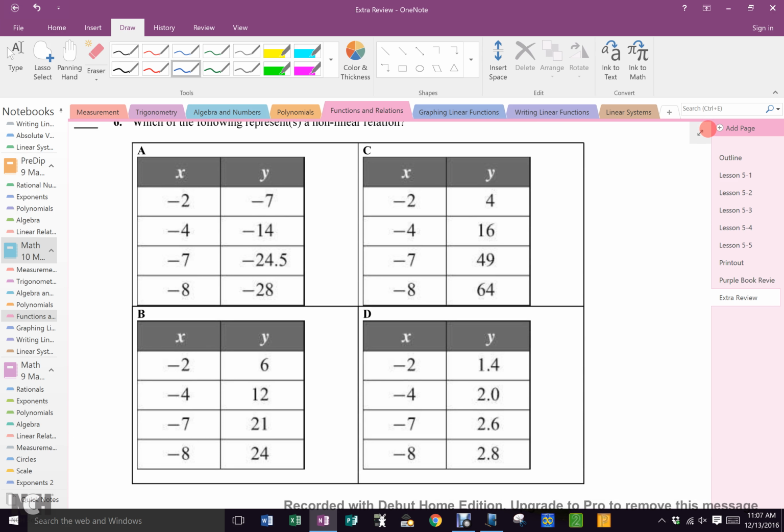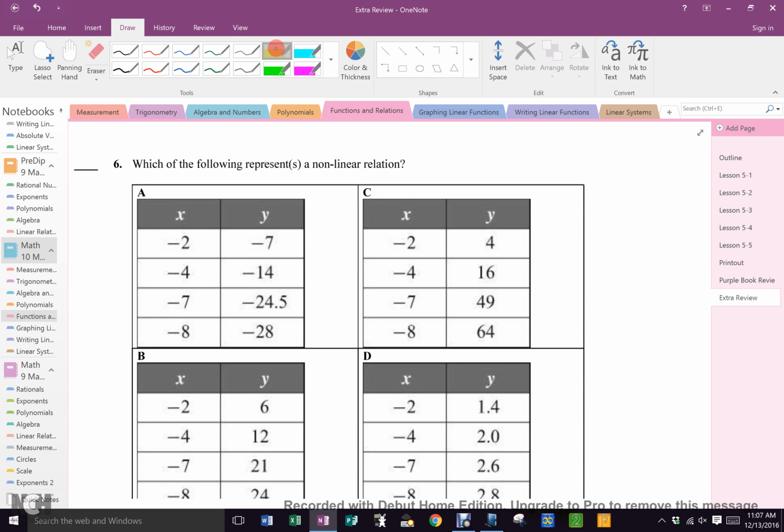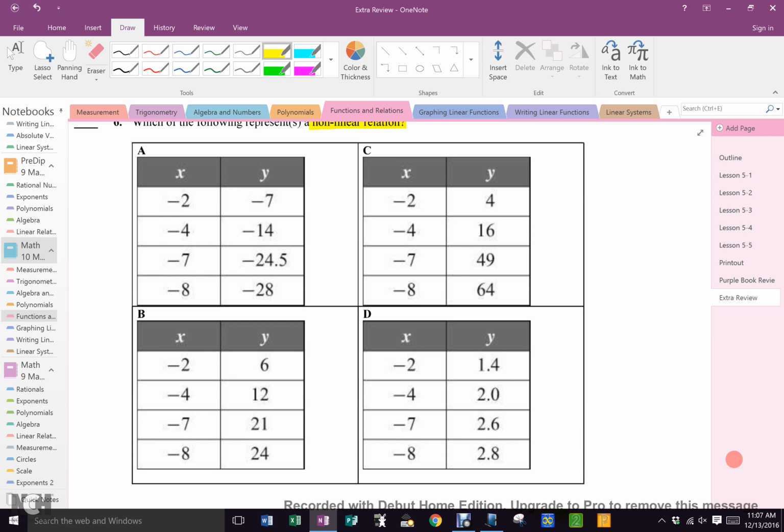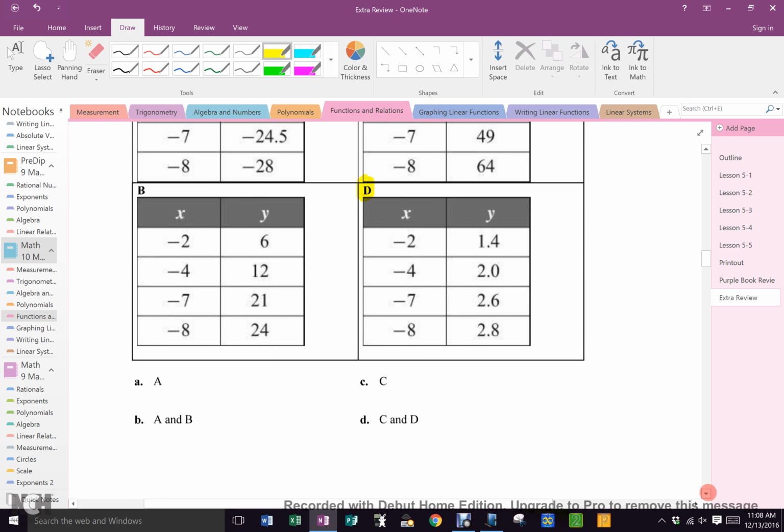Number 6. Non-linear. So now, notice it's the exact same numbers. So it has to be C and D, because you know C and D are nonlinear.